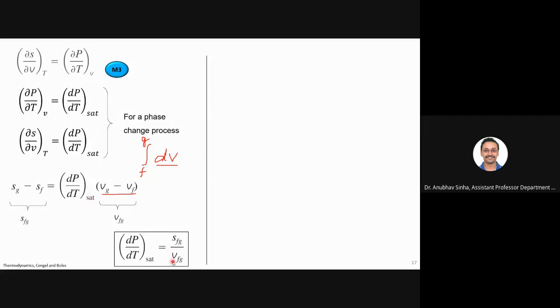Fine. So let us keep it aside. Now we'll look at another relation. dH is equal to TdS plus VdP. This is what we have previously discussed. This is how we define enthalpy.